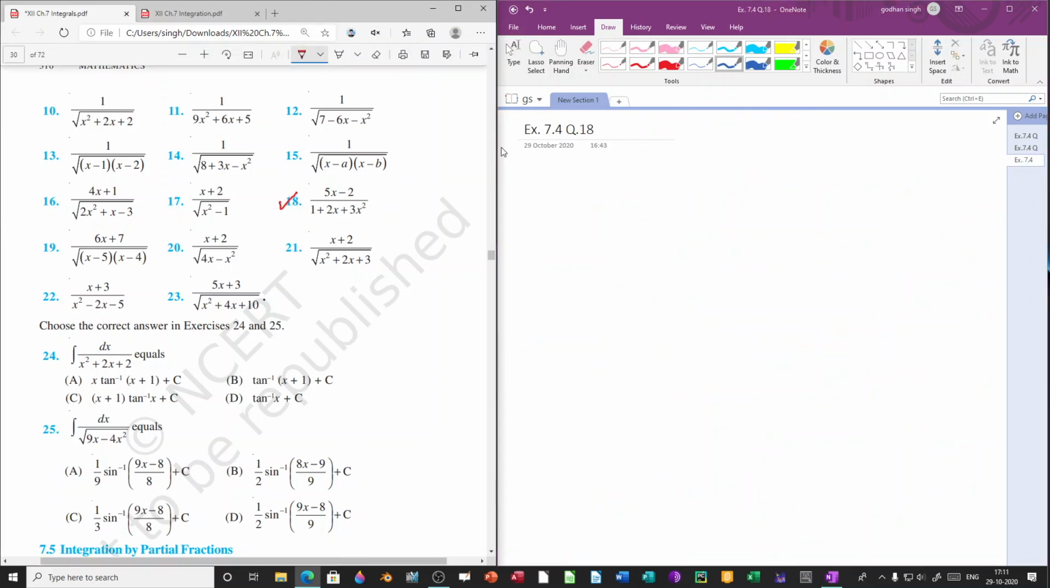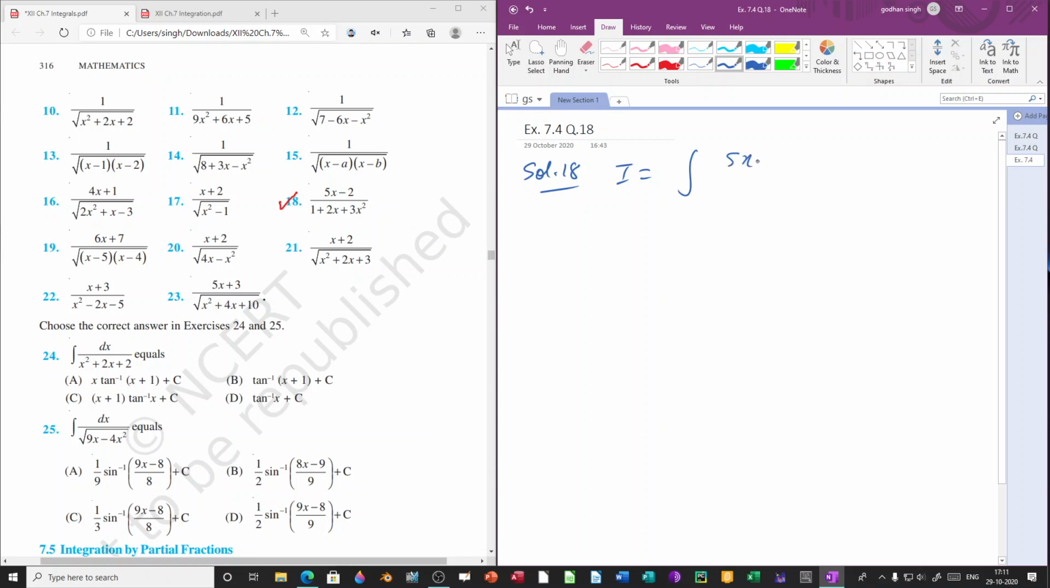Question number 18. Integrating the function 5x minus 2 over 1 plus 2x plus 3x square. So solving question number 18. Solution 18. I equal to integrating 5x minus 2 over, this we can rewrite as 3x square plus 2x plus 1 dx.